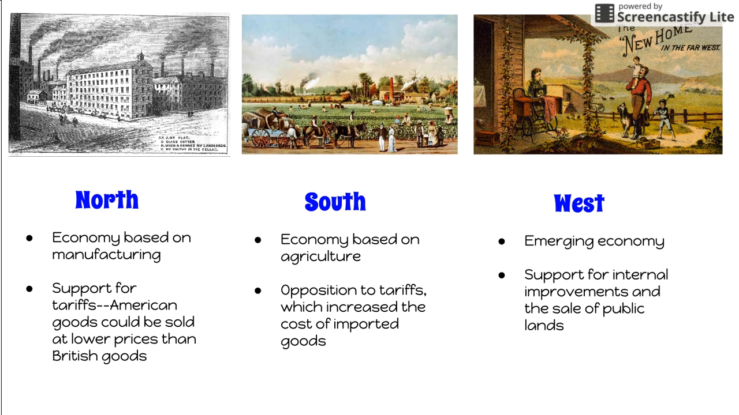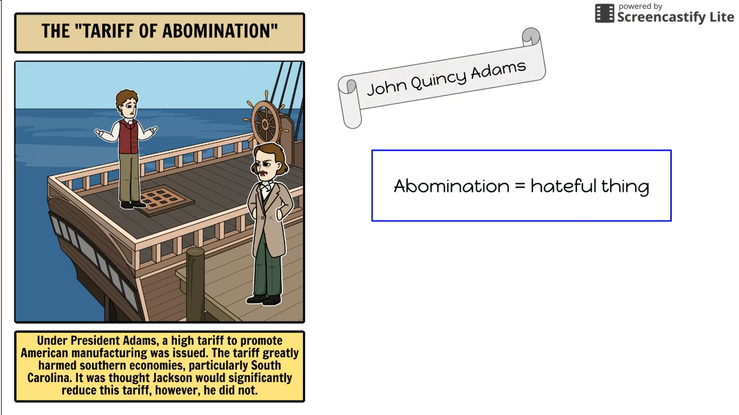Now, when John Quincy Adams, right, this was the son of John Adams, before he left the presidency, he passed what was known or became known as the Tariff of Abomination, right? And this tariff placed a very high tax on imports. And the purpose was to be able to promote American manufacturing, to promote the sale and the production of American goods. Now, for the South, this greatly harmed their economy. Particularly, South Carolina became a huge proponent, a spokesperson, to say, against this tariff.